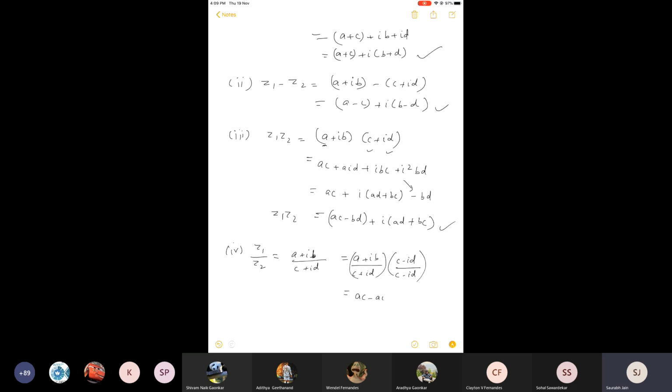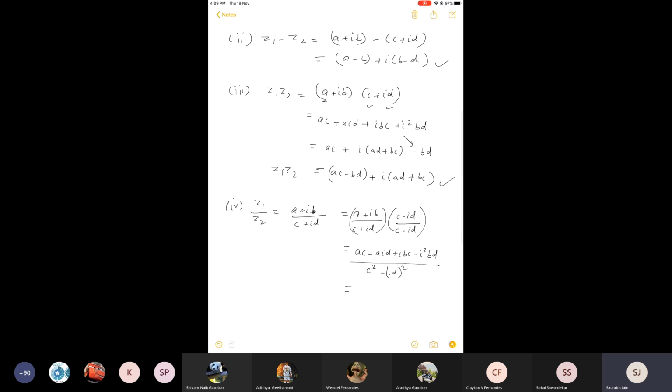AC minus AD iota plus BC iota minus iota square BD, and in the denominator use the property (a plus b)(a minus b) equals a square minus b square. Now this will become AC. Since iota square is minus 1, this will become plus AC plus BD iota. Next part is BC minus AD, and in the denominator it will become C square plus D square. Why? Because iota square is minus 1 and we already have minus here, so it will become plus.